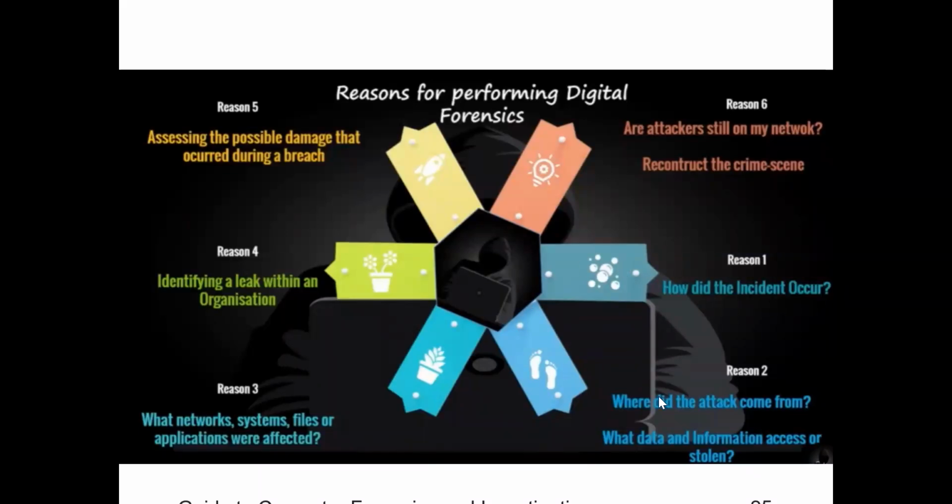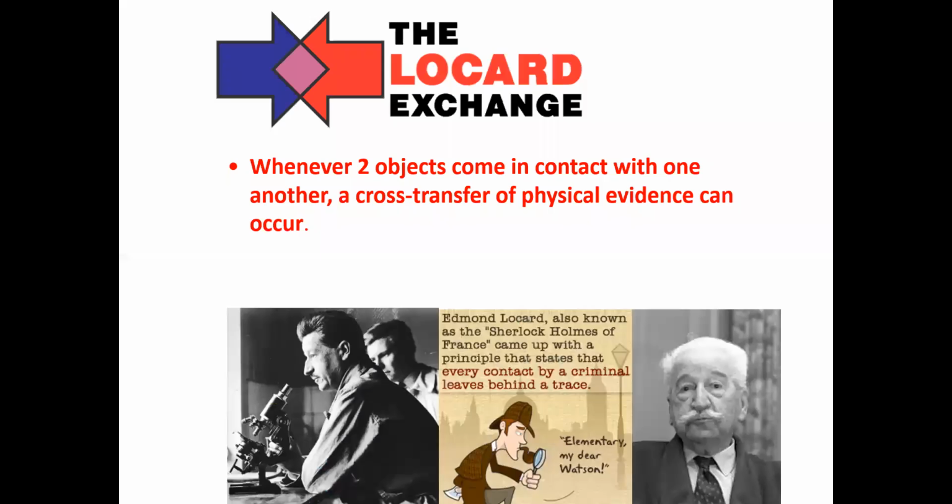How did the incidents occur? Where did it occur or come from? What network or system files were affected? Identifying any leakage within the organization. Assessing the possible damage that occurred during a particular breach and amounts. And number 6, are the hackers still on the network? Reconstruct the crime and finally submit your report. So these are the 6 key core reasons as to why we carry out digital forensics.